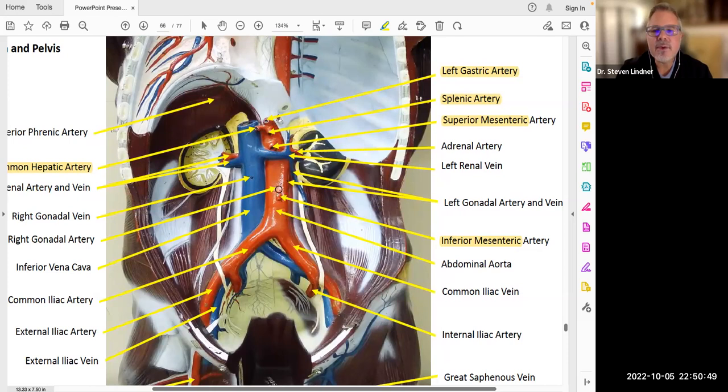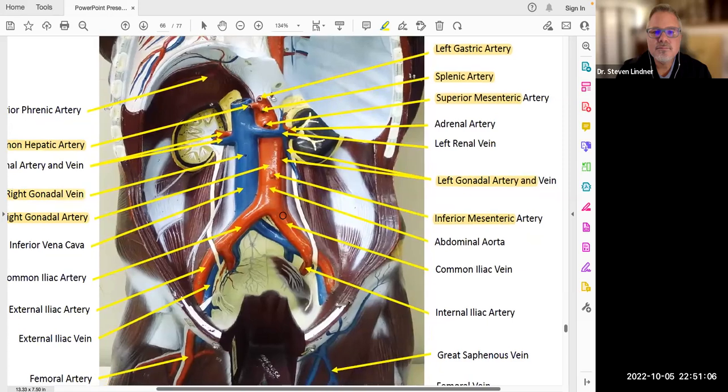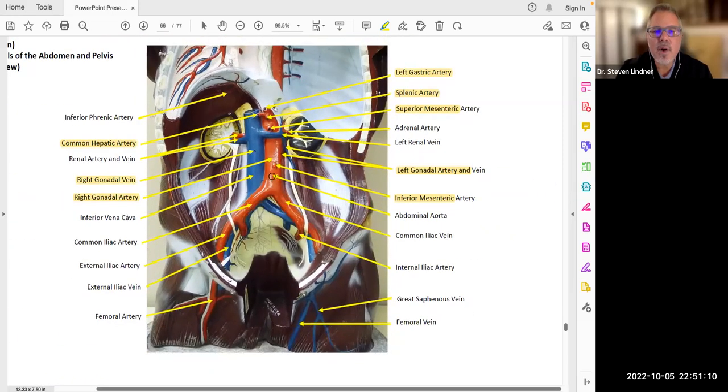And I don't see the gonadals very well. It looks like there's an arrow pointing to the left gonadal artery and vein and the right gonadal artery and right gonadal vein. Let's see what else I wanted you to see here. Off the abdominal aorta, we can see the common iliac artery on the right and the left common iliac artery. We can see the right external iliac artery and the left internal iliac artery.